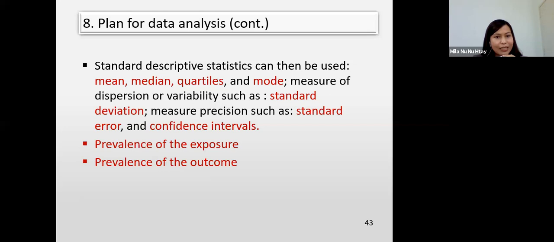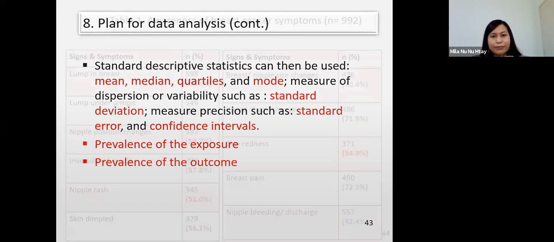Then for the data analysis, if it is a descriptive cross-sectional study, we may present our findings as mean, median, measures of central tendency or measures of dispersion. And we can also calculate the prevalence of the exposure and the prevalence of the outcome factors.